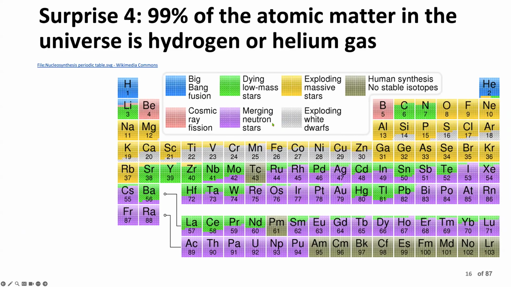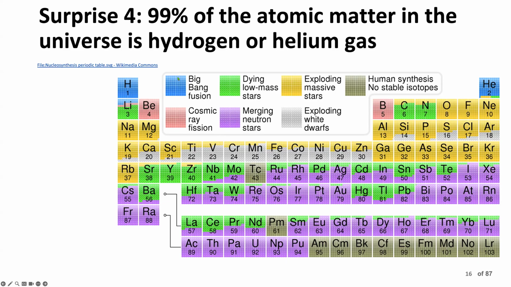Here's surprise number 4. I mentioned that we know the origin of the elements that come from what is called nucleosynthesis. Here's the periodic table of elements you saw when you were a student. And all the elements are here, including the ones that are artificially created by humans in reactors and so forth.